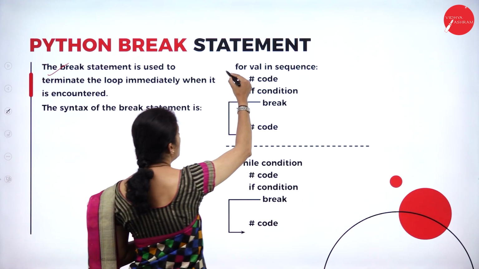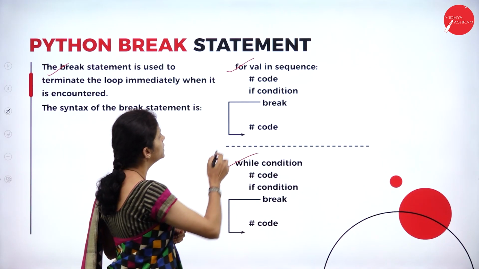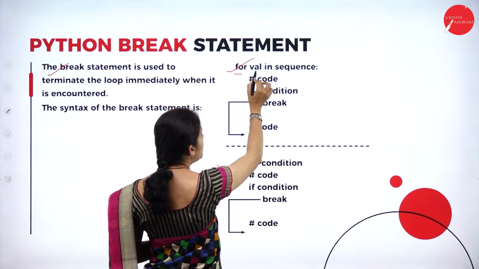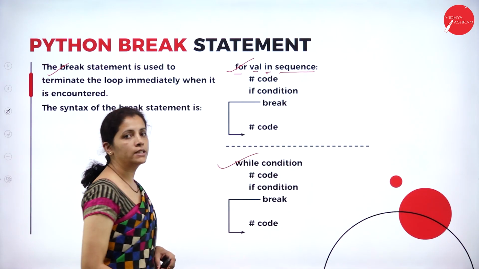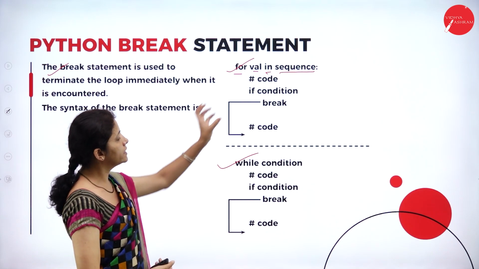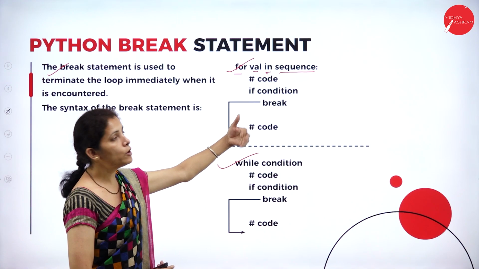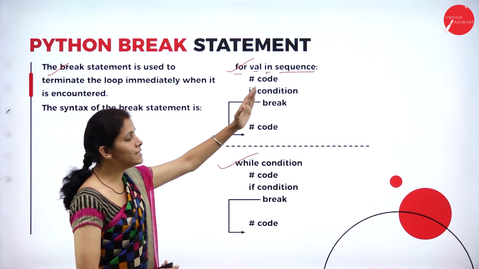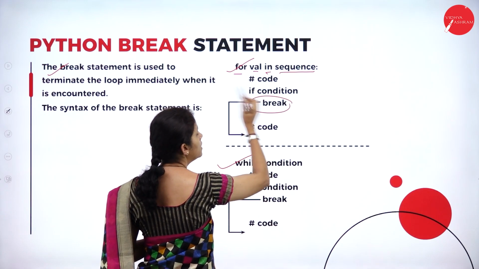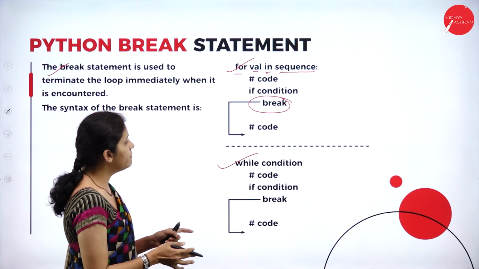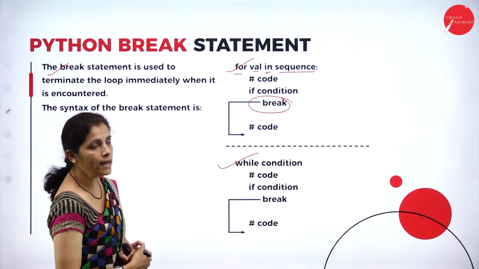See here, I have a for loop, and I even have a while loop. So for, in sequence, and I'm going to check the condition. After checking the condition, what do I want to do? I want to exit. I want to come out of this loop. So what will I do? I'll call break. Now, I can even use the break statement with a while loop.